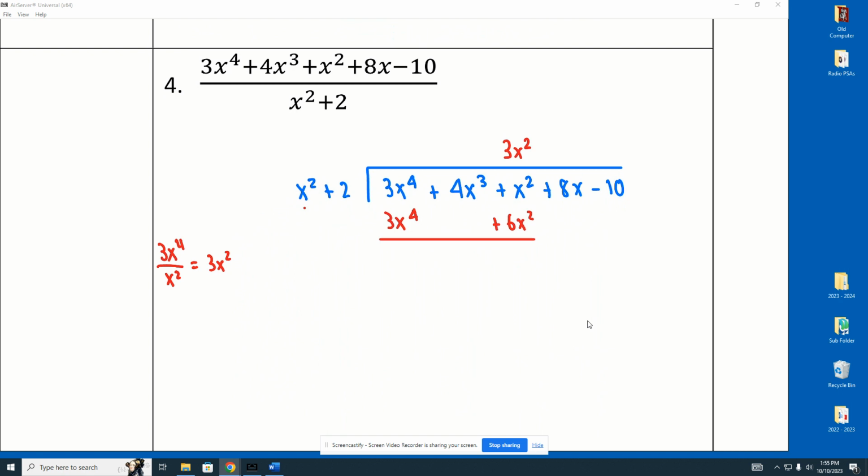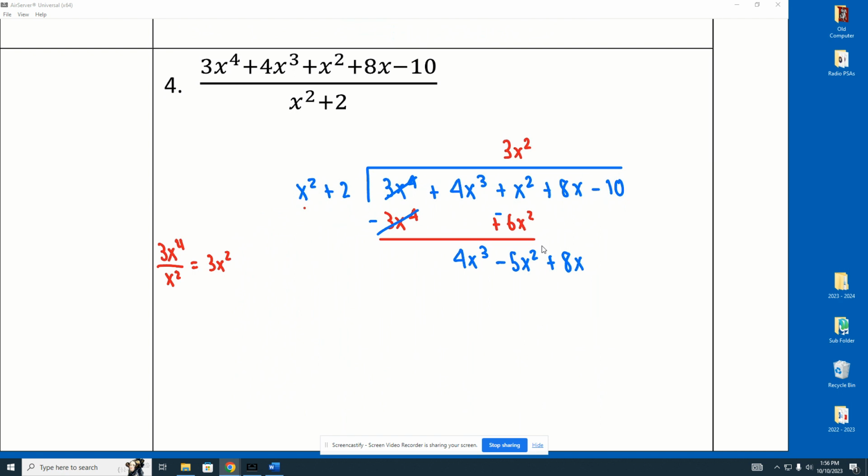Now, when I go to the next step and I change my signs, this is going to cancel like it has been. But that 4x cubed doesn't just vanish. It has to drop down. So 4x cubed will now be my new first term. Now, along with that, you've got 1x squared minus 6x squared. That's negative 5x squared. And we're still going to bring down that next term, positive 8x.